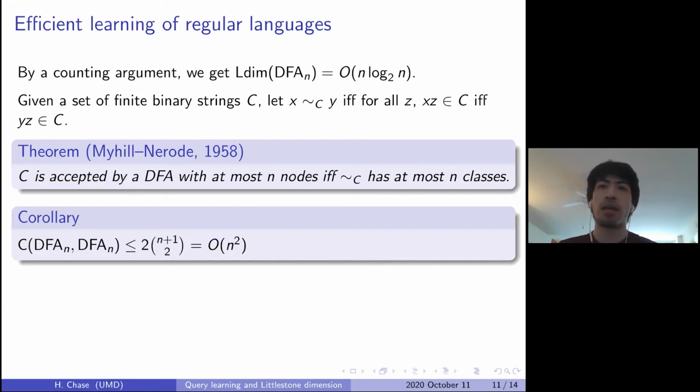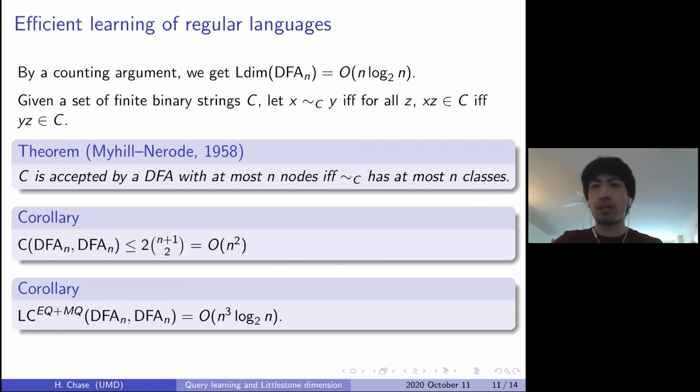And so that will exclude anything that doesn't fit in DFA, and that will give us a reason why it's not in DFA. So that gives us the consistency dimension. And then putting the 2 results together, we get an upper bound on the number of queries that we need. So this is just the n squared from the consistency dimension times n log n from Littlestone dimension.